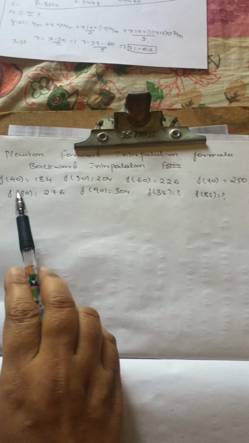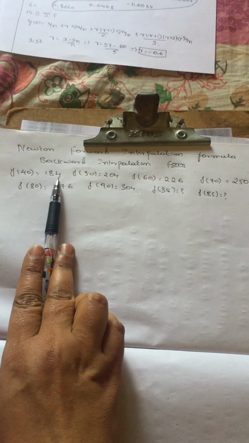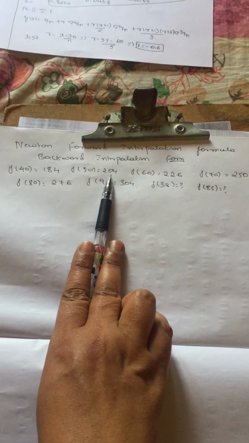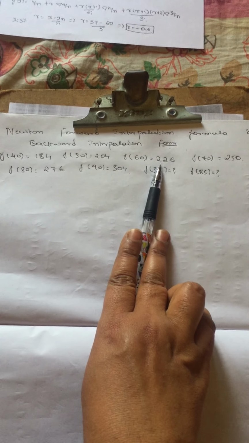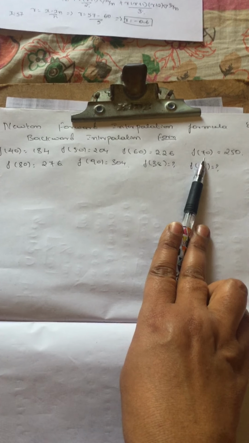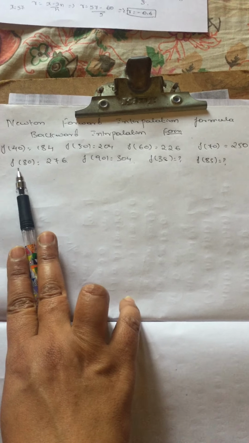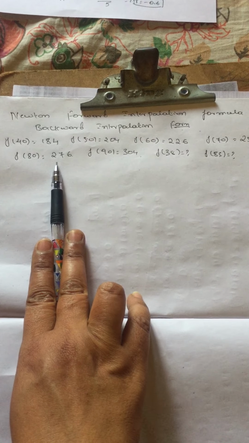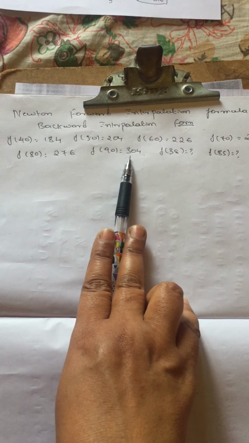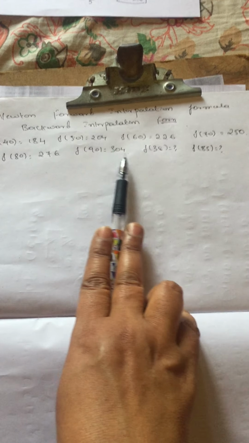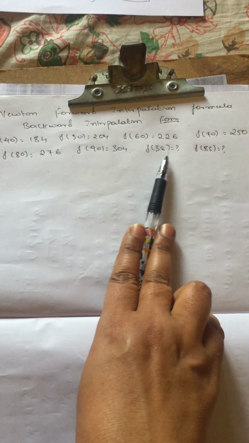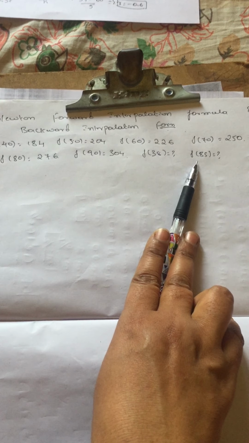So the given problem is f of 40 is equal to 184, f of 50 is equal to 204, f of 60 is equal to 226, f of 70 is equal to 250, f of 80 is equal to 276, f of 90 is equal to 304. Using the given values we have to find f of 38 and also f of 85.